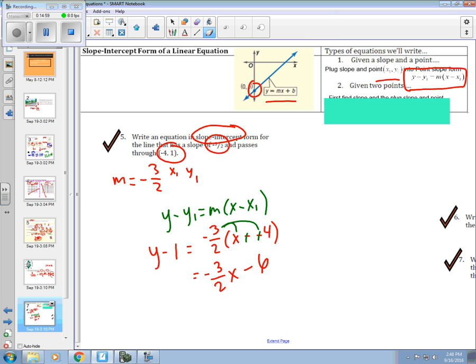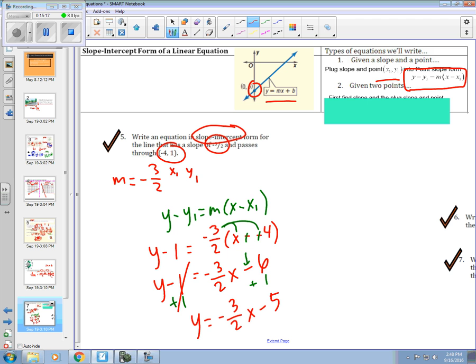Okay, now on the other side, we still got that y minus 1. We're almost at slope-intercept form. If we just add 1 to both sides, we have our answer. We get that y equals negative 3 halves x. Be careful on this one. It's not 7 because we got a negative here. It's negative 6 plus 1. That would be negative 5. Now we got an answer in slope-intercept form. All right, let's check out another problem here.